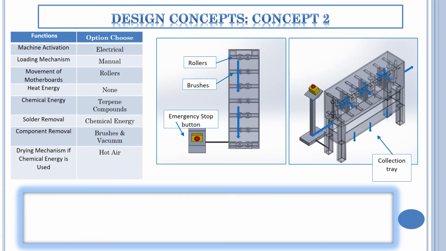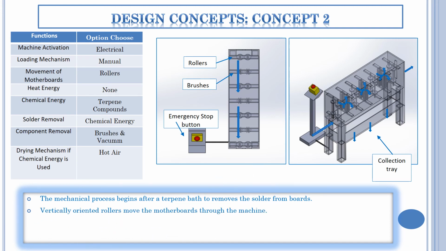The second conceptual design also starts with a chemical pre-process to remove solder, but comes with some major differences in methods along the way. After the pre-processing stage, the motherboards are fed into the machine via vertically oriented rollers, which gradually clamp the boards. As the boards are fed through the machine, rotary steel brushes scrub the electrical components off the board by abrasive action.